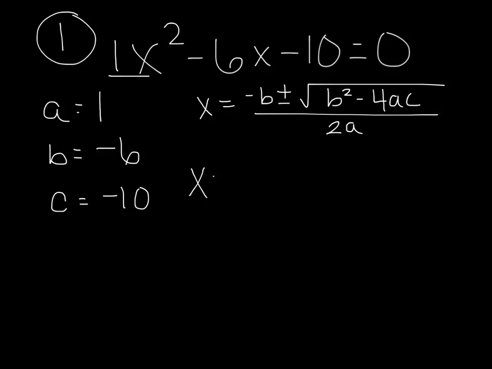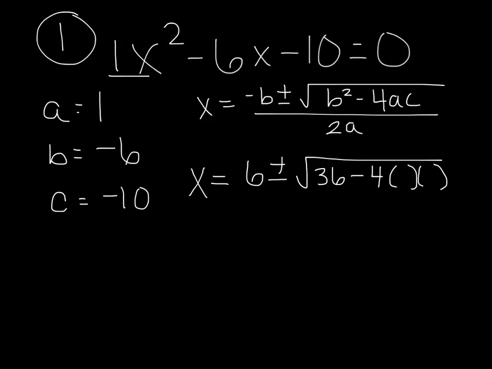So x is going to be equal to negative b. That means the opposite of b. Well, if b is negative 6, when I plug it in, it's going to become a positive 6. Plus or minus the square root. Okay, so instead of putting b squared in there, I actually like to square that in my head. So negative 6 squared is negative 6 times negative 6, so I'm going to get a 36. Minus 4 times a times c, and I like to put my a and c in parentheses. So the a is 1, and your c is negative 10.